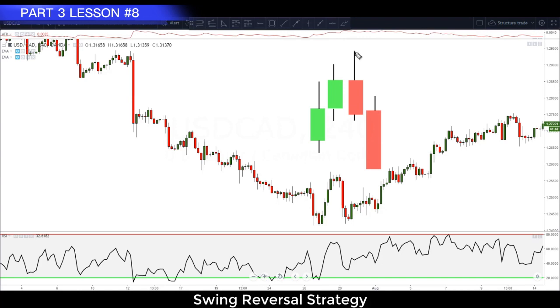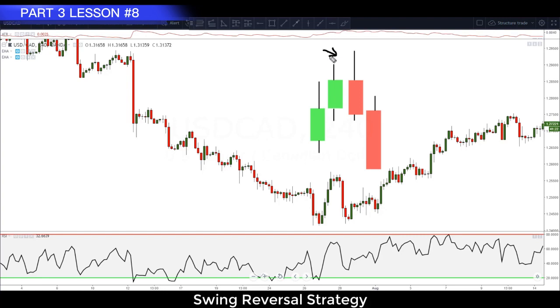And the reason I separated these two videos is because some pairs are going to work really well with the 1-2-3 reversal strategy that we just looked at on the euro dollar. And some pairs are going to work really well with the swing reversal strategy like we're looking at right here, like we're going to talk about today.